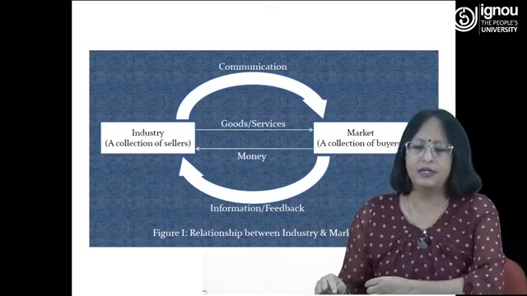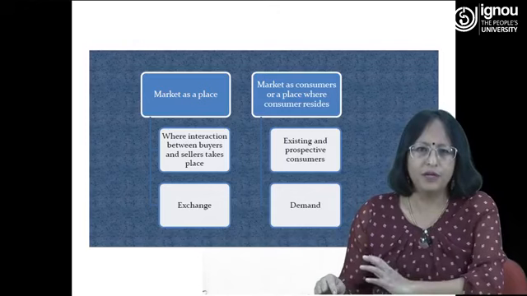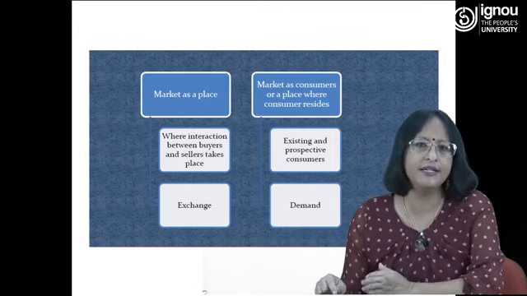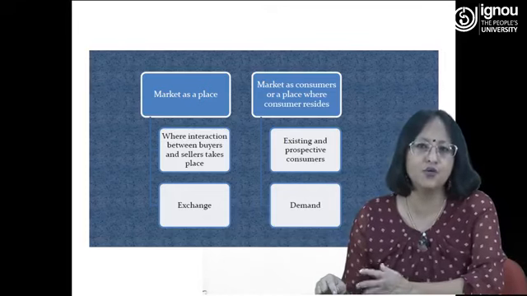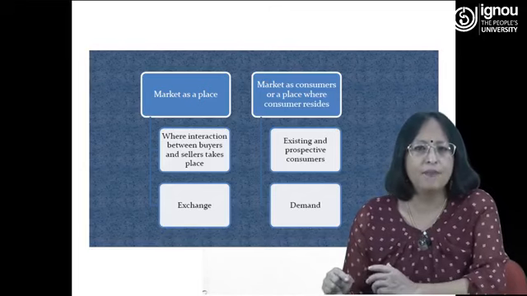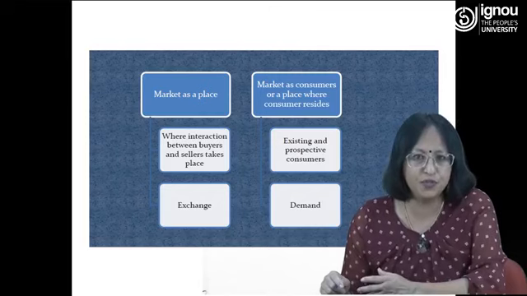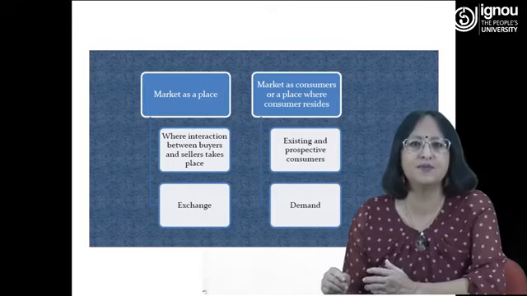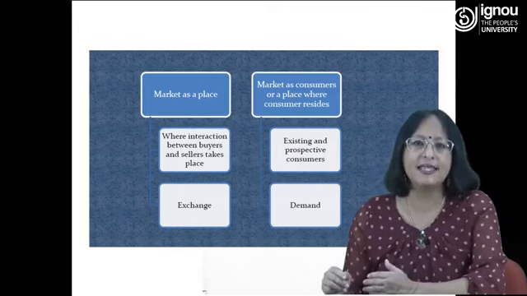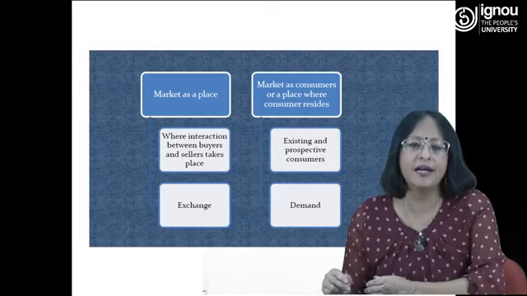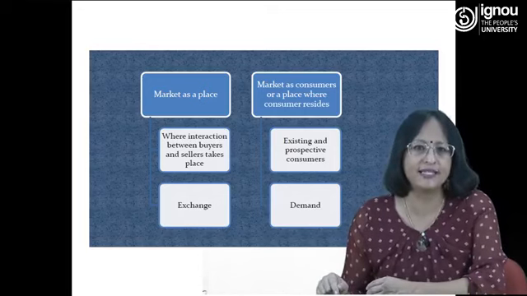So in the tourism sector, it is not only limited to the tourism sector. In the understanding of a market, there are two dimensions. One is market as a place where interaction between the buyers and the sellers takes place, and then exchange happens. And there is another dimension, market as consumer or as a place where the consumer resides. So you have the existing as well as the potential consumer as the market, and based on what they want or need, their demand is generated and the demand forecast can be done.